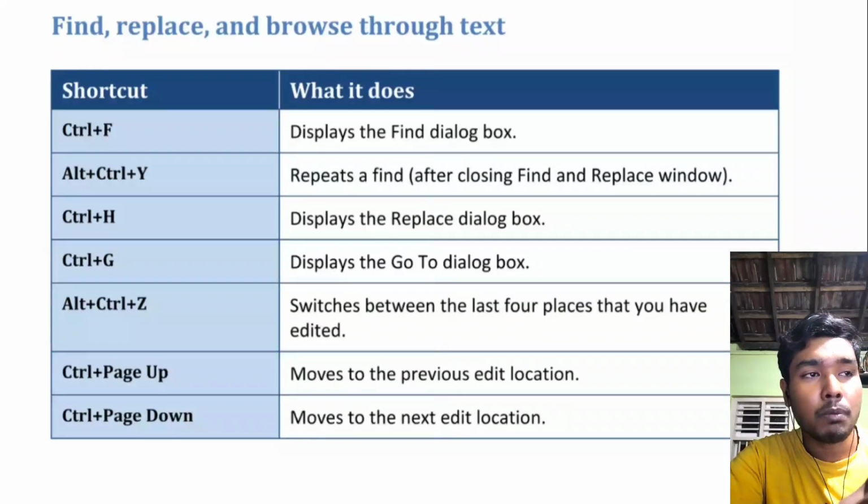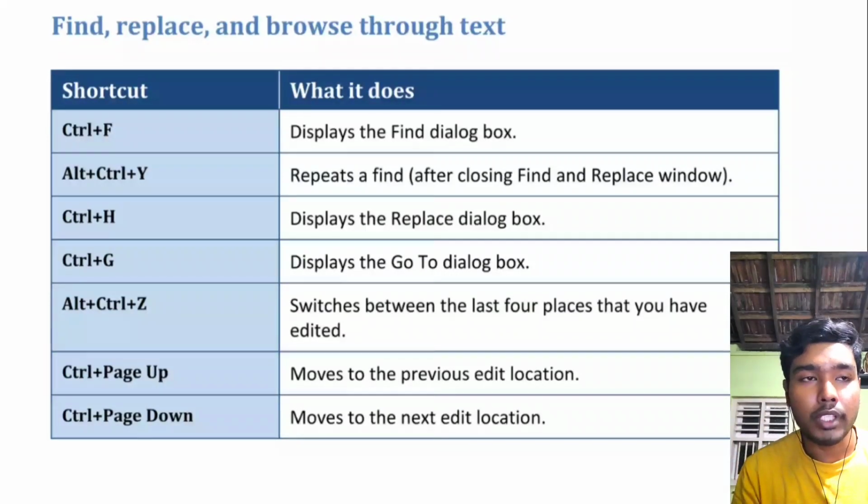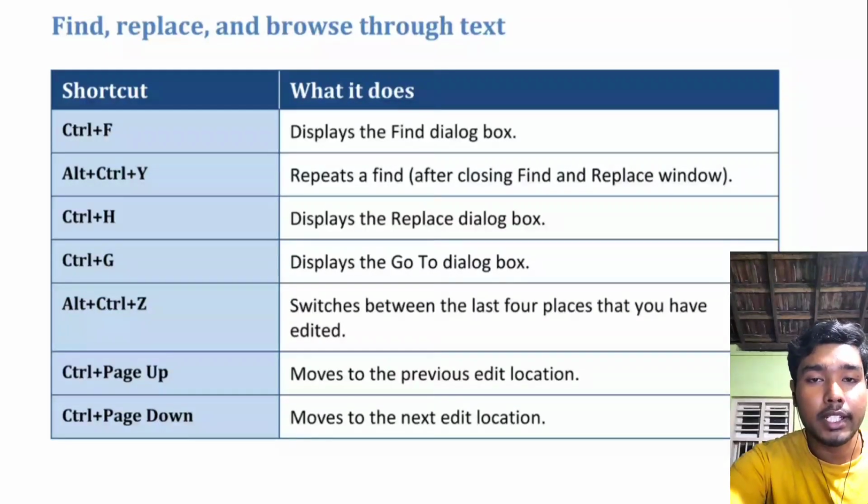The first and foremost important one is Control plus F. It displays the find dialog box. If we click on Control plus F, a dialog box appears where we can find the words that we want to find. Instead of just scrolling through the text, we can easily find the text.